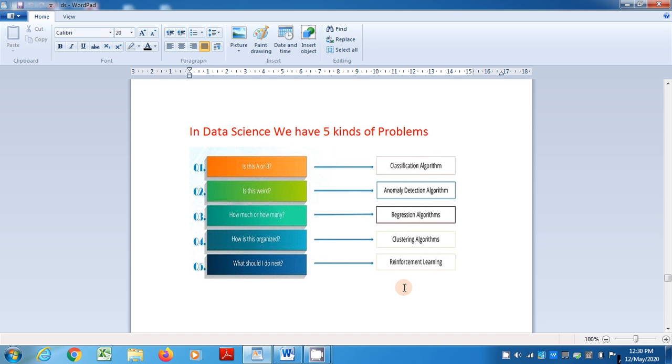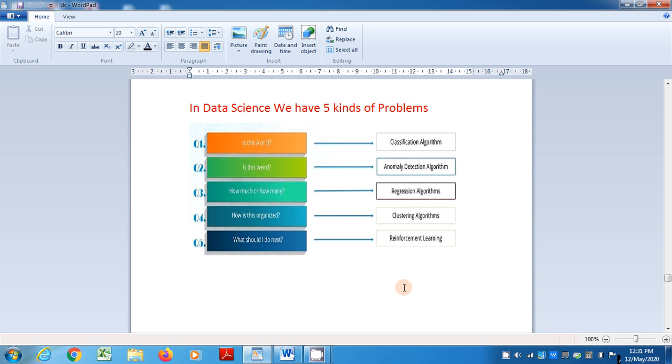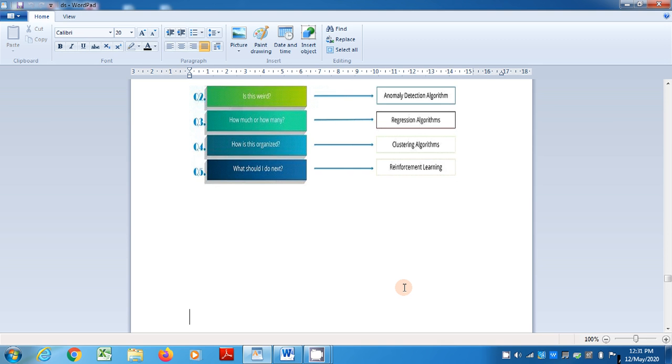Now in data science, we have five kinds of problems, so to choose an algorithm: if the problem is this A or B, we need to go for the classification algorithms. Is this weird? We need to go for the anomaly detection algorithm. How much or how many? That is a quantity, a continuous variable, so a regression algorithm. How is this organized? Clustering. What should I do next? Reinforcement. These are the five kinds of problems in data science.